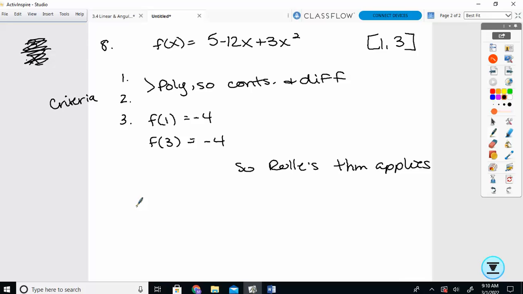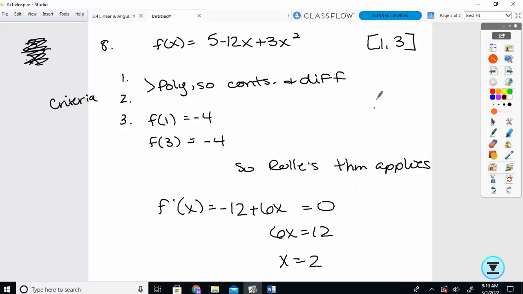There's a number c where what is true? In 1 and 3, there's a number between 1 and 3 where the derivative equals 0. So we do the derivative, and that has to equal 0. And we get 2. So is 2 in my interval? Yep. So we're done.